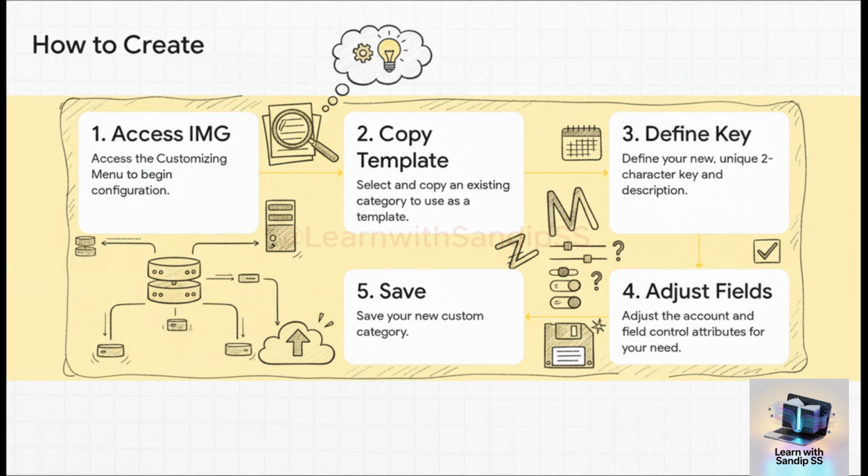The best way to do it is to find a standard category that's kind of close to what you want and just copy it. Then you give your new category a unique key, usually starting with a Z or Y, so maybe ZM for marketing campaign. And then you just tweak the settings for what you need and hit save.